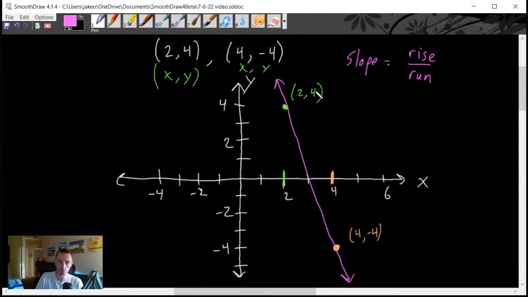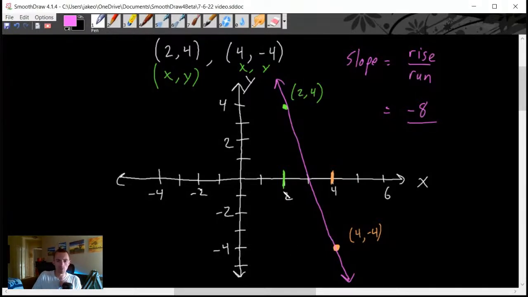So from y equals 4 to y equals -4, we have to go down 8 units to get there. So our rise is going to be -8 because we have to go down 8 units. Remember, we always want to start from our leftmost point and go over to our rightmost point to figure out our rise and our run. Since we had to go down to get from our leftmost point to our rightmost point, our rise is going to be a negative number.